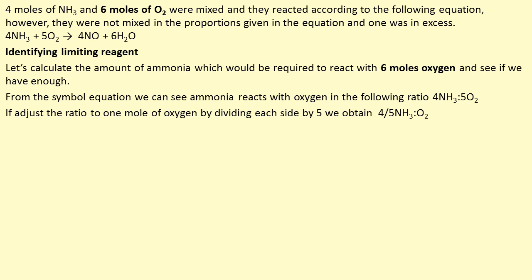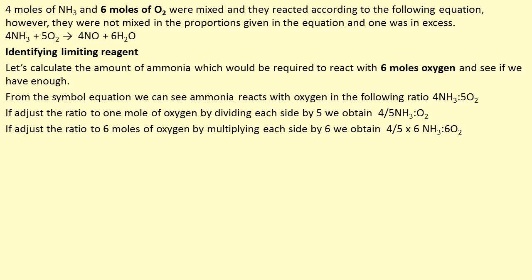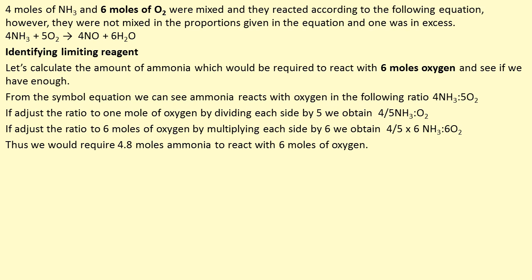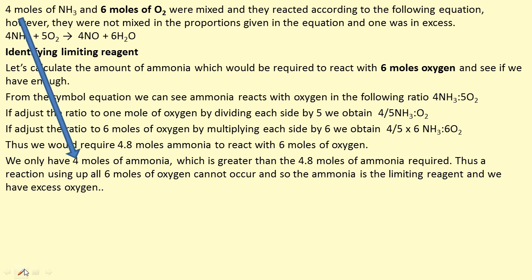If we now adjust this ratio to 6 moles of oxygen by multiplying each side by 6, we obtain the ratio 4/5 times 6 moles of ammonia to 6 moles of oxygen. Thus we would require 4.8 moles of ammonia to react with 6 moles of oxygen molecules. We only have 4 moles of ammonia, which is less than the 4.8 moles of ammonia required. Thus, a reaction using up all 6 moles of oxygen cannot occur, and so the ammonia is the limiting reagent and we have an excess of oxygen.